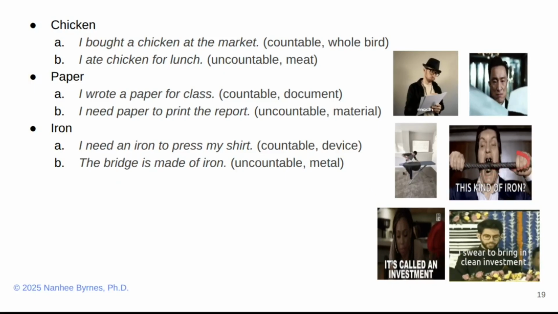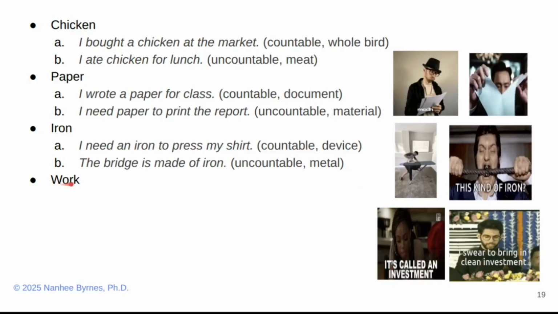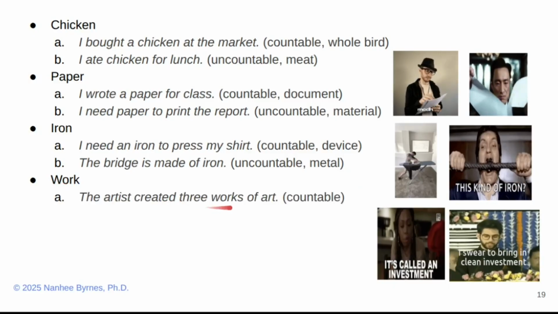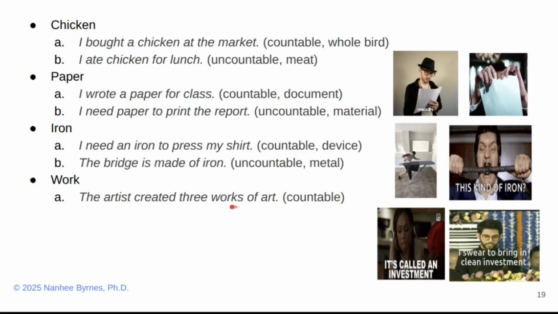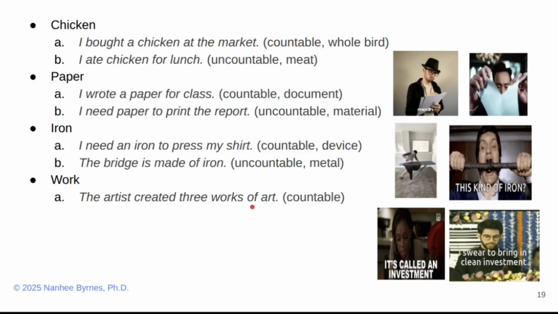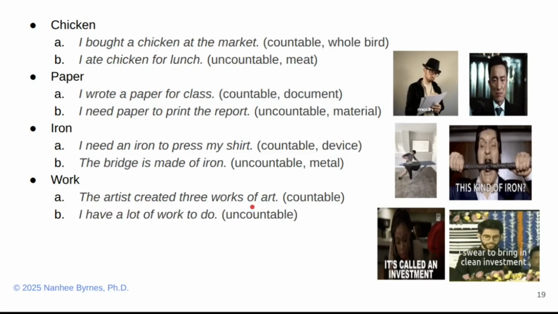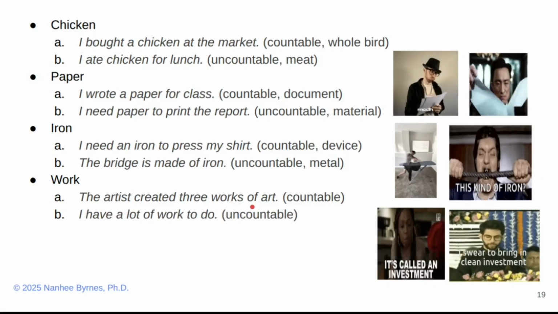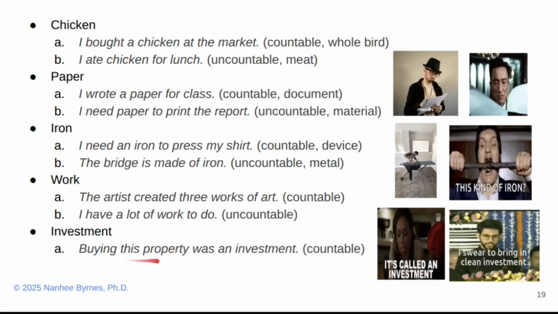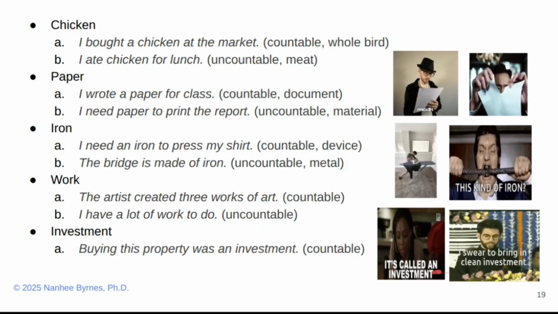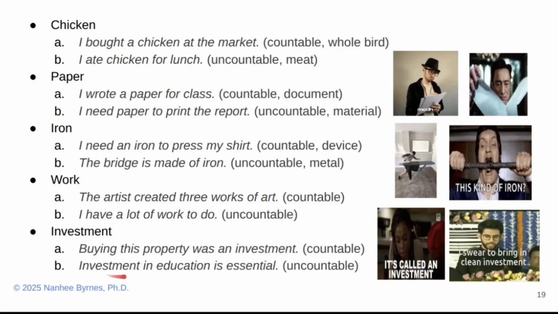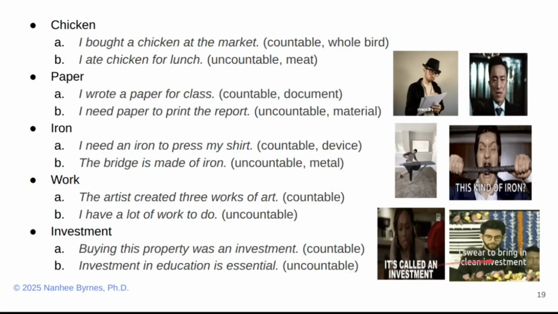Work. Countable, you might say, the artist created 3 works of art. That means individual pieces. Or if it's uncountable, you might say, I have a lot of work to do. That means a general activity. Investment. Countable, you might say, buying this property was an investment. That means a specific act. Or if it's uncountable, you can say, investment in education is essential. That means the general concept.